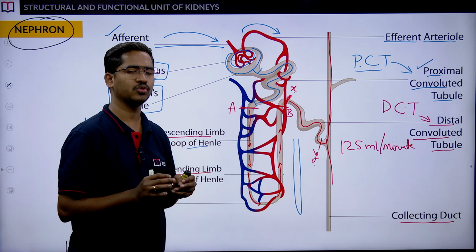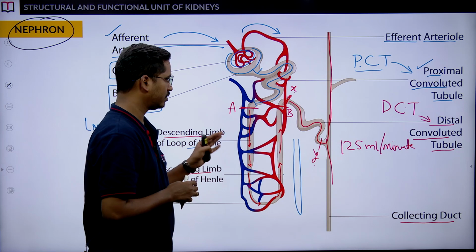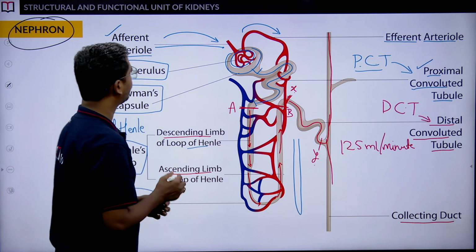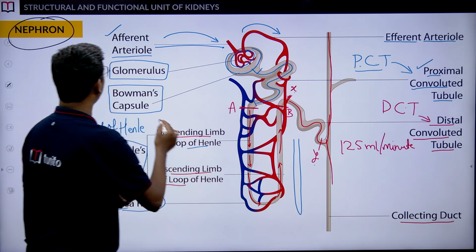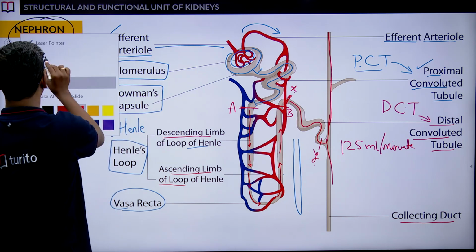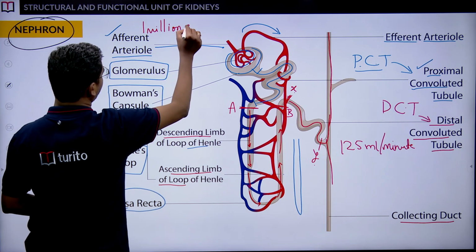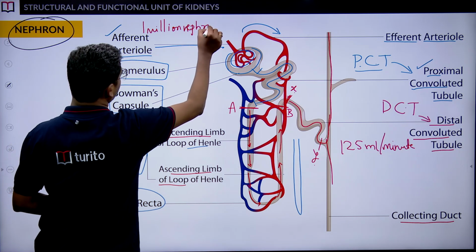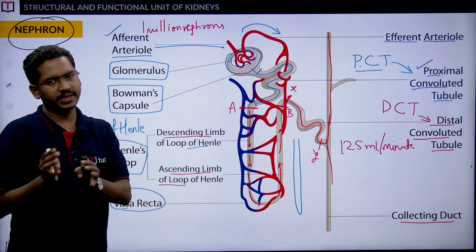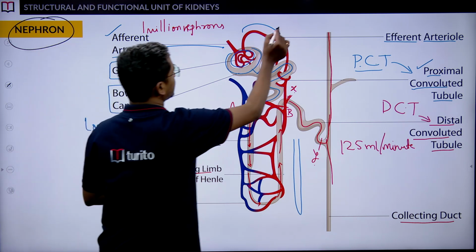Now, you might be having so many questions in your head, so that will be answered later, I know. We will answer that later. Now, this nephron that you are looking at: in each kidney we have 1 million nephrons, 1 million nephrons in the right kidney, 1 million nephrons in the left kidney.